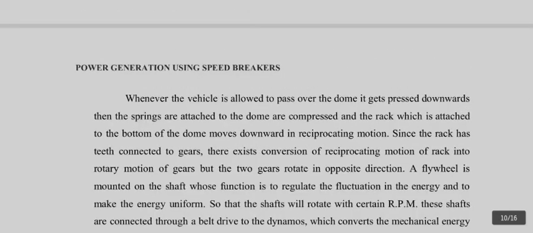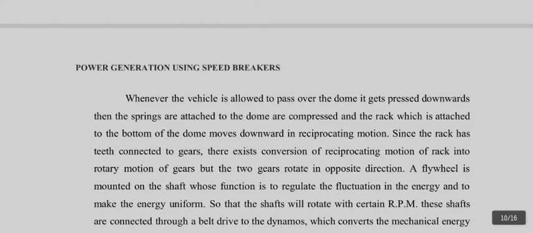Whenever a vehicle passes over the dome, it gets pressed downwards, then the springs attached to the dome are compressed and the rack which is attached to the bottom of the dome moves downwards in reciprocating motion. Since the rack has teeth connected to gears, the reciprocating motion of the rack is converted into rotary motion of the gears, but the two gears rotate in opposite directions.